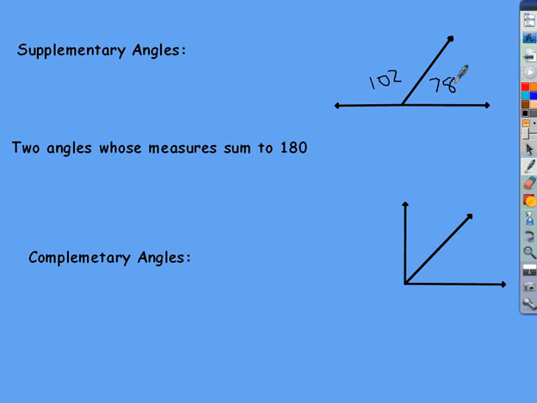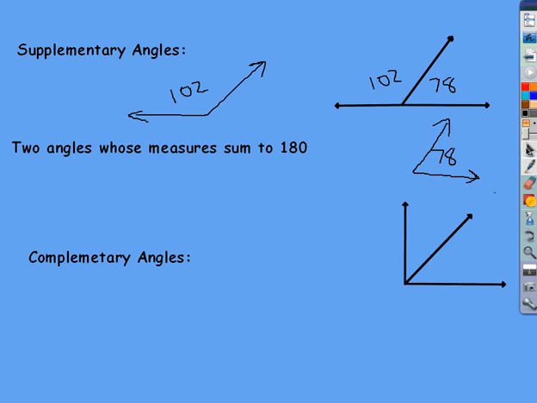Now, one thing to note, the angles do not have to be adjacent. What I mean by that is, if I have an angle here that's 102 degrees, and an angle over here that's 78 degrees, those two angles I just drew are supplementary. Even though they're not right next to each other, all they have to do is add to 180 degrees. They do not need to be right next to each other to be supplementary.